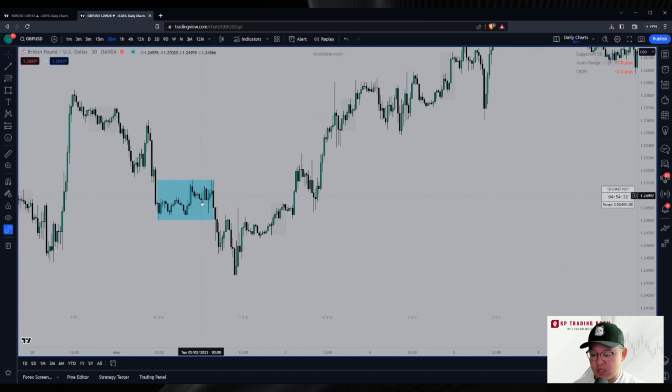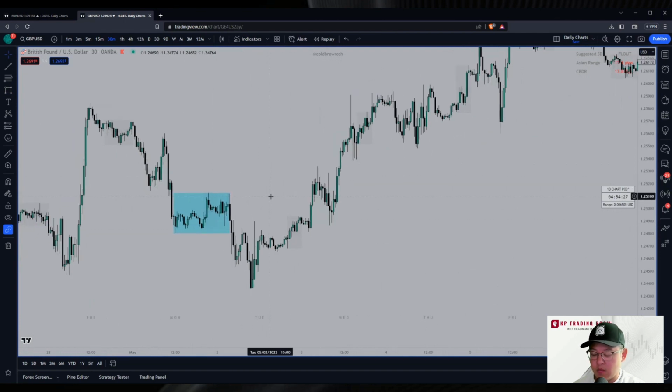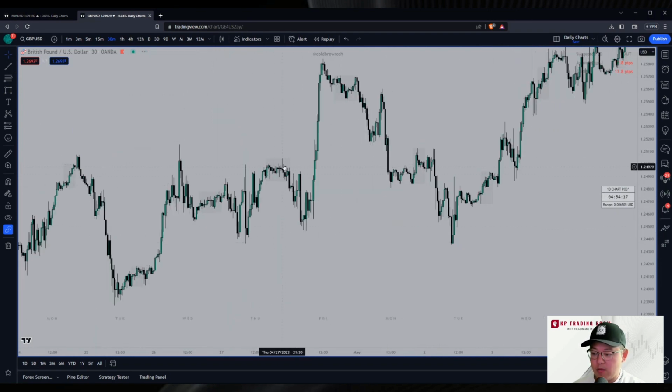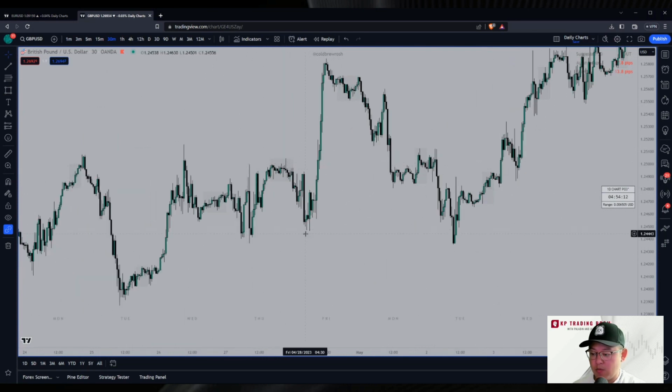Right, I'm looking for some type of setup in here. Maybe it's a market structure shift. Right, maybe these highs is my market structure shift, and then I'm going long. All right, so we have this accumulation, manipulation, distribution. So everything really starts from consolidation. We have accumulation, right? That's our Asian range essentially. Manipulation, distribution.